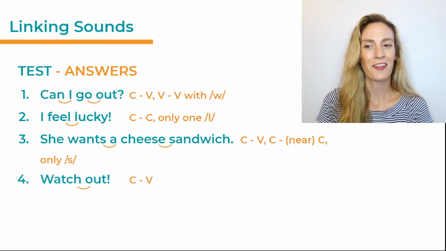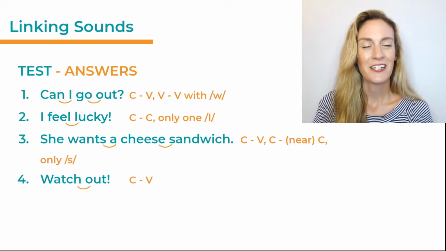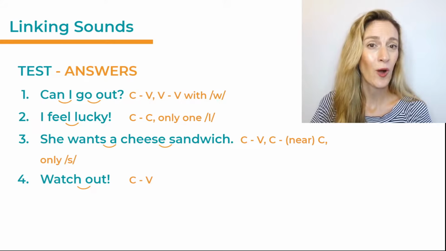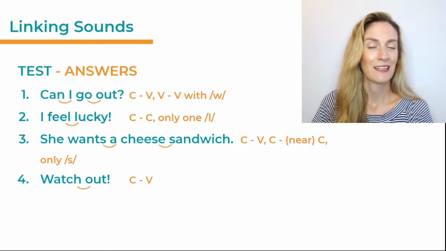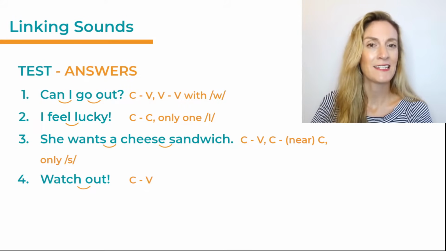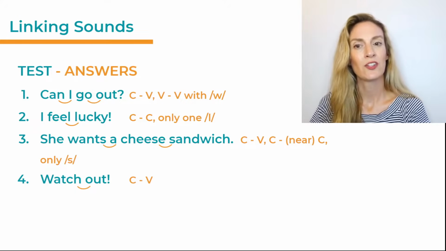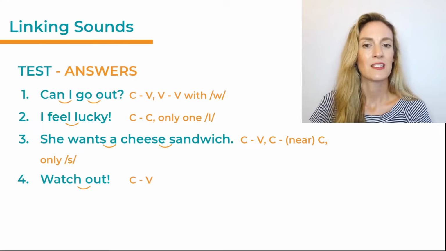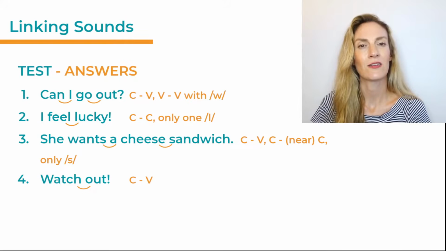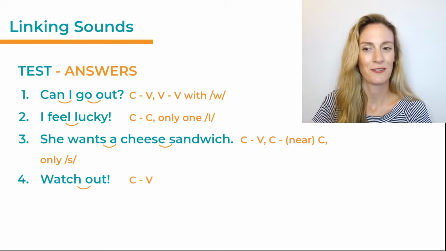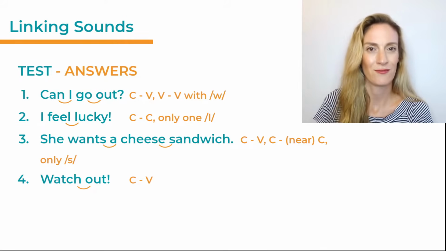And here are the answers. There is linking between can and I in sentence number 1. Can I really sounds like kanai. There's linking from consonant to vowel, and there's also linking between go and out. There's a w appearing here. It's linking from vowel to vowel sound, go out. Can I go out?